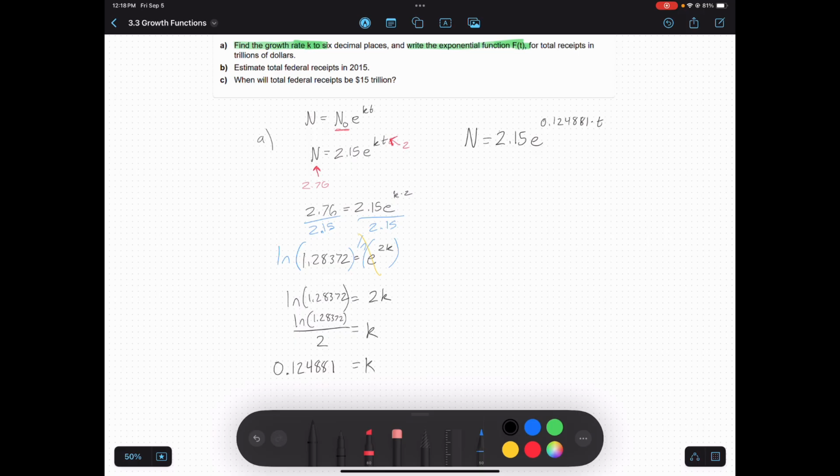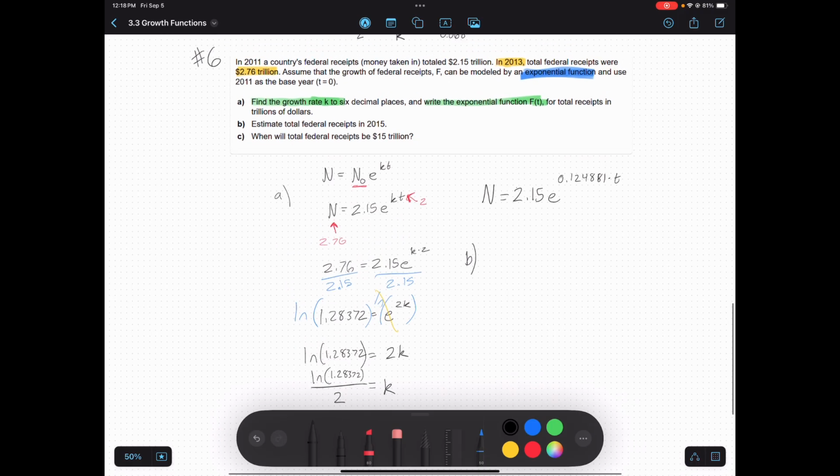Part B. Part B is just saying, well, let's estimate the total federal receipts in 2015. Now that I have an equation for this, this becomes much simpler. The only tricky part about it is recognizing, what do I plug in for t? Am I going to plug in 2015? No, you're going to get an absolutely massive number that's way too big. By plugging in 2015, you're assuming that 2.15 represents the year 0, which of course it doesn't. It represents the year 2011.